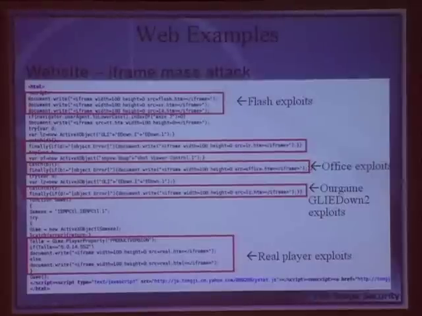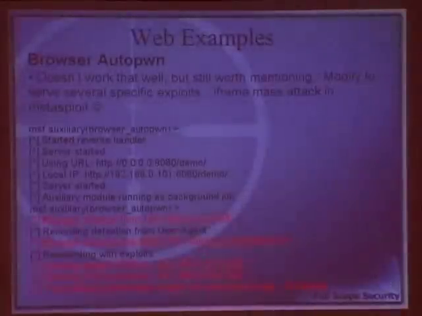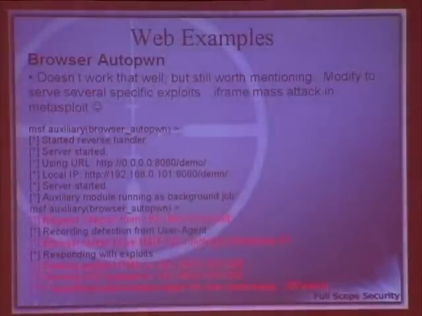Pretty nasty stuff if I'm allowing Java to run in my browser. So how do I take advantage of that as a pen tester? That's a great attack vector. It's obviously working. It's so prevalent right now. It works, or the bad guys wouldn't be doing it. So how can I use that? Thanks to Browser Autopwn, we can use that.